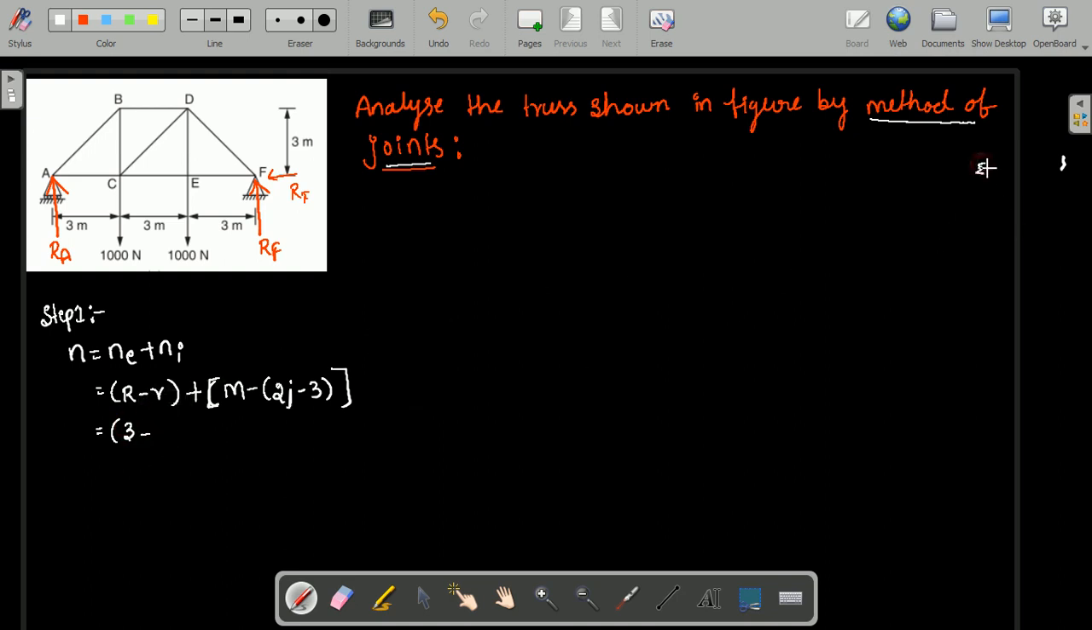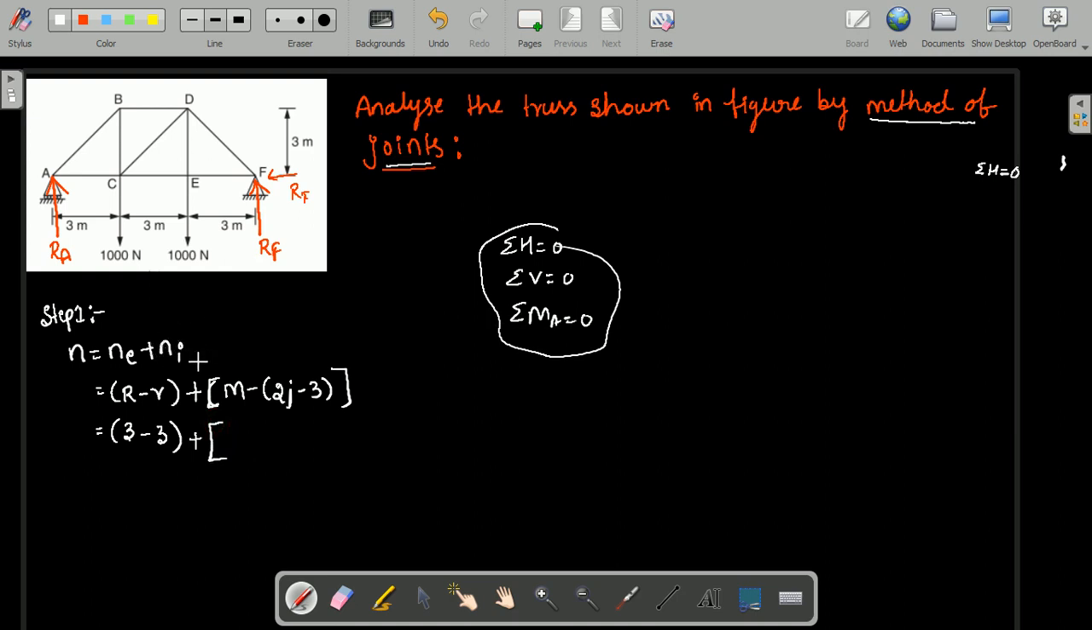Now the equilibrium conditions available: summation of horizontal force is equal to 0, summation of vertical force is equal to 0, and summation of moment at any point is equal to 0. These are the three equilibrium conditions available. So the external part is over, and now we need to find the internal indeterminacy.